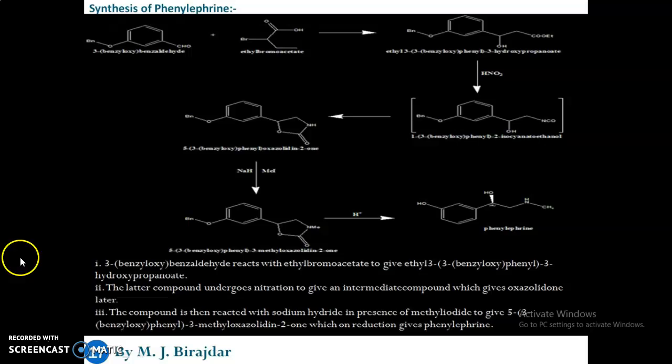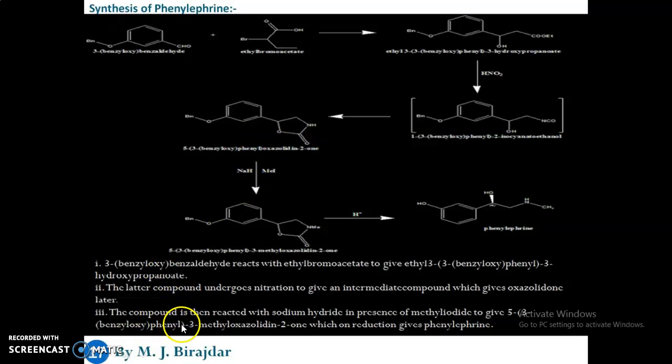This is the synthesis of phenylephrine. It is synthesized from 3-benzyloxybenzaldehyde, which reacts with ethyl bromoacetate to give ethyl 3-benzyloxyphenyl 3-hydroxypropanoate. This compound, again treated with nitrate, undergoes nitration to give an intermediate compound which gives oxazolidine later. This is how the oxazolidine nucleus is formed.